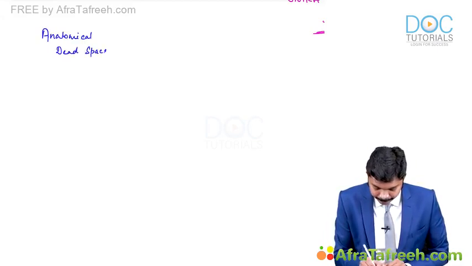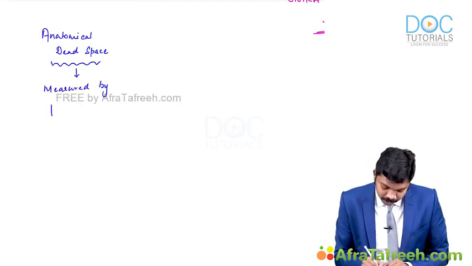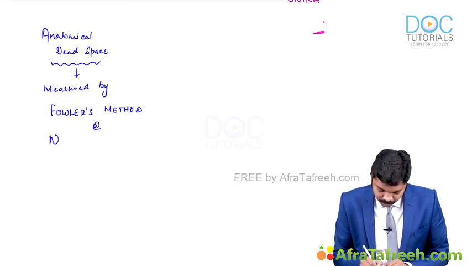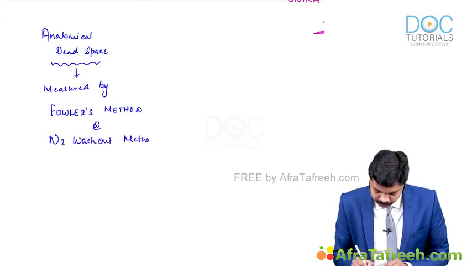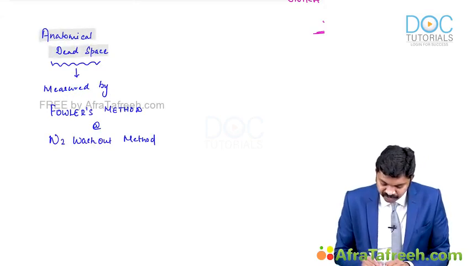Number 1, anatomical dead space can be measured by a method called Fowler's method, also called the nitrogen washout method. Okay, anatomical dead space is measured by Fowler's method that uses the gas nitrogen.